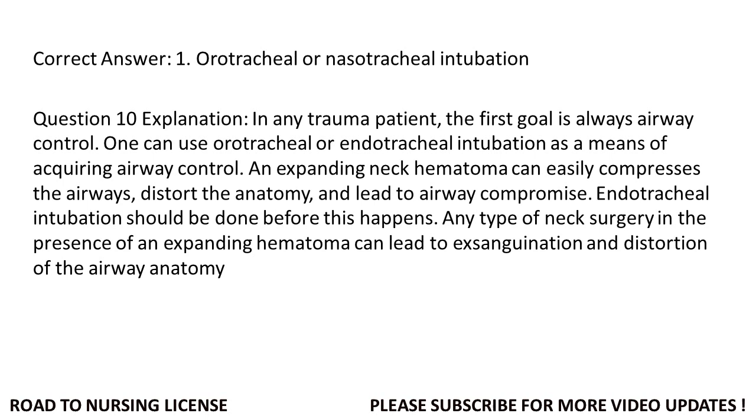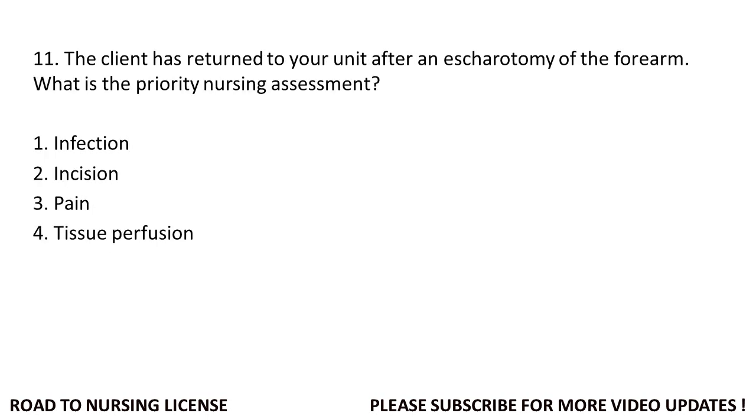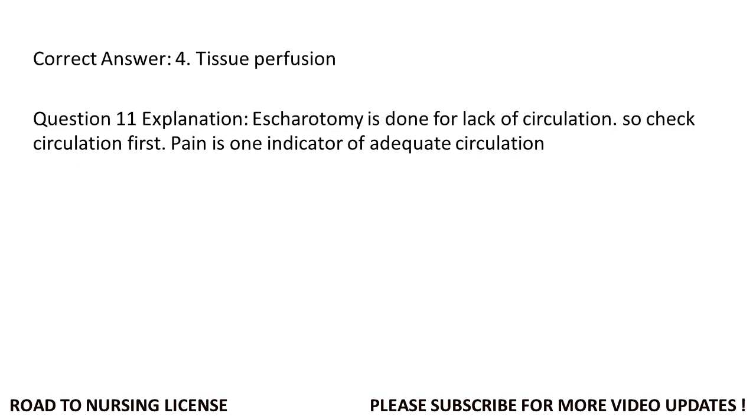Question 11. The client has returned to your unit after an escharotomy of the forearm. What is the priority nursing assessment? 1. Infection. 2. Incision. 3. Pain. 4. Tissue perfusion. Correct answer, 4. Tissue perfusion. Question 11 Explanation. Escharotomy is done for lack of circulation. So check circulation first. Pain is one indicator of adequate circulation.